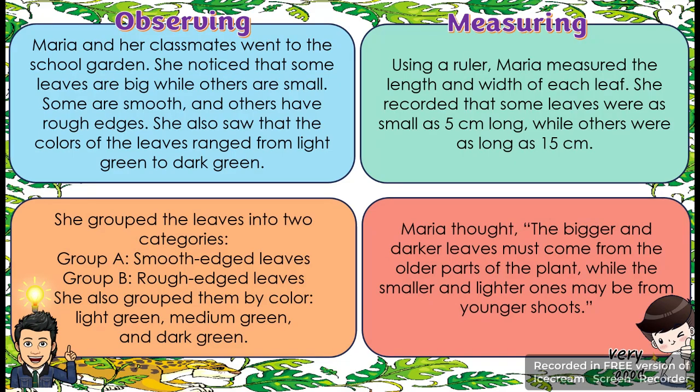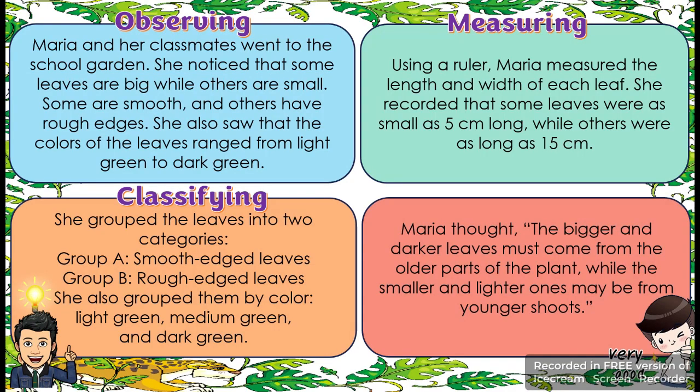She grouped the leaves into two categories. Group A, smooth edge leaves. Group B, rough edge leaves. She also grouped them by color: light green, medium green, and dark green. It is classifying.